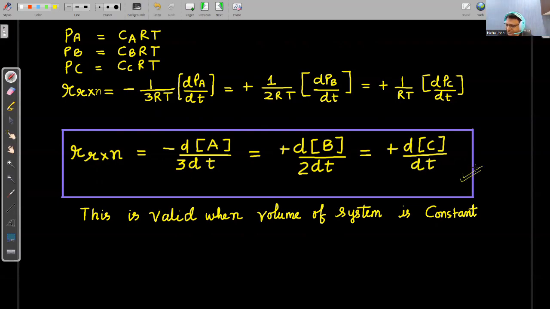Now, this method is valid when the volume of the system is constant. If the volume of the system is not constant, then we should not write the rate of reaction in terms of concentration. At that time, we have to write the rate of reaction in terms of change in number of moles per unit time. The volume of the system will not come in that case.